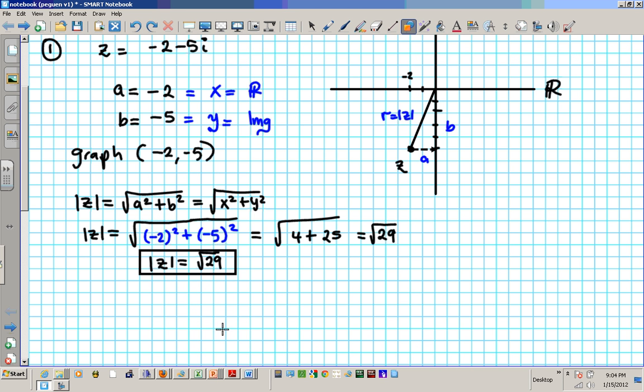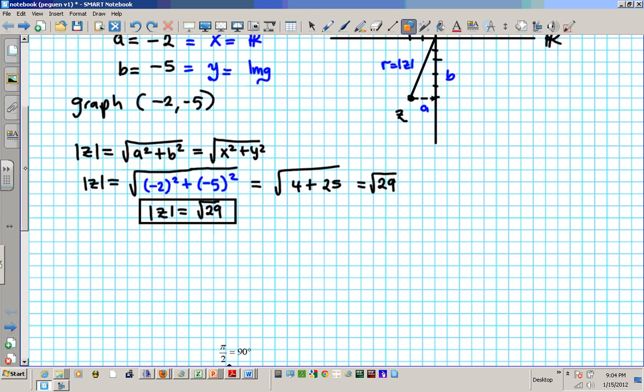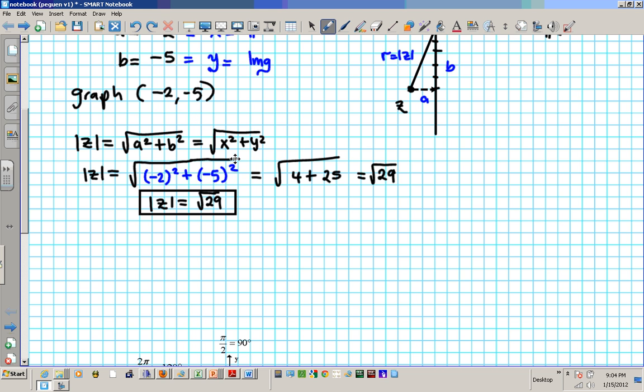How about if the problem was presented to us in polar form and we're supposed to graph it on the polar coordinate system? Number 2. Let's say we're supposed to graph 4 cosine 11 pi over 6 plus i sine 11 pi over 6. Okay?